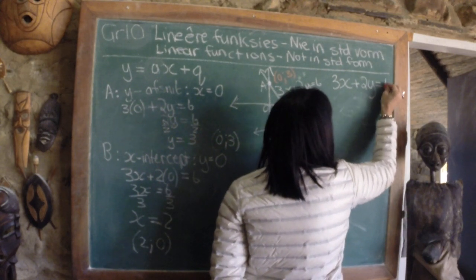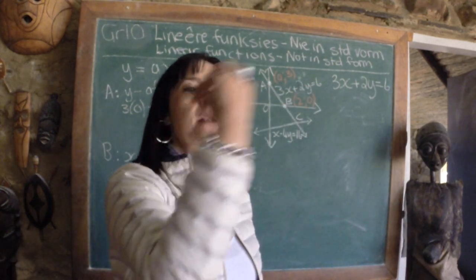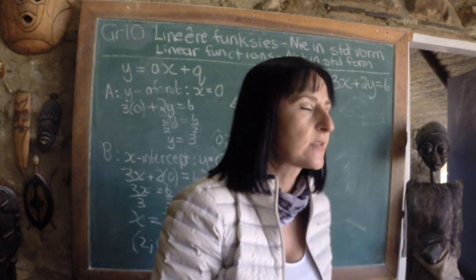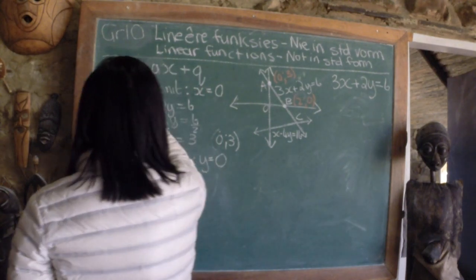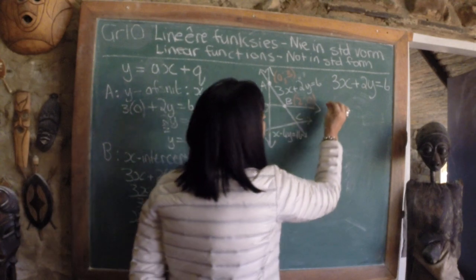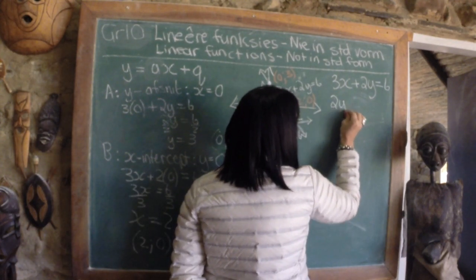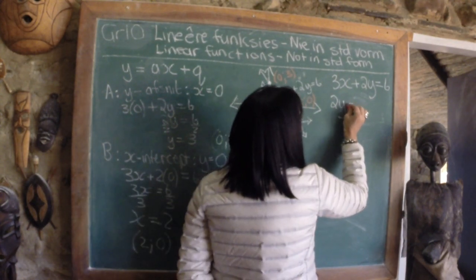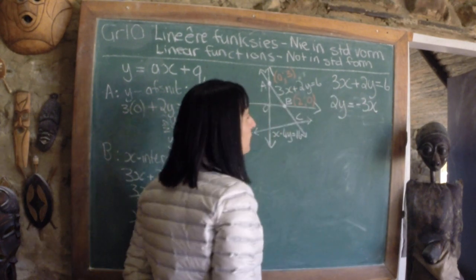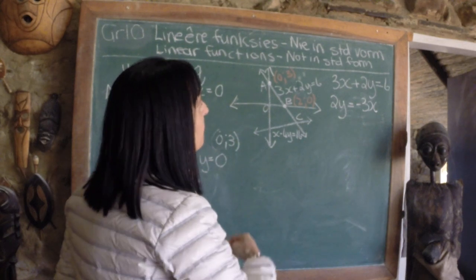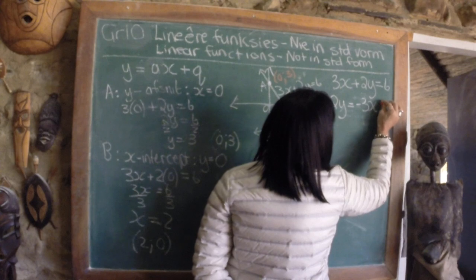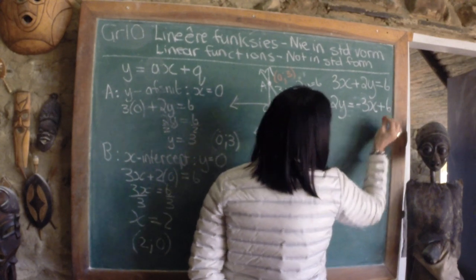Dis baie maklik om dit te doen. Ek gooi net oor die is gelyk aan heen en weer until it gets into the standard form. So the standard form, we need y alone on the one side. So let's leave the y on the left hand side and we take all other to the right hand side. As ons die 3x oor die is gelyk aan vat, word hy die plus 3x en minus 3x. So daai ouetjie bly nog steeds reg, so hy's plus 6.